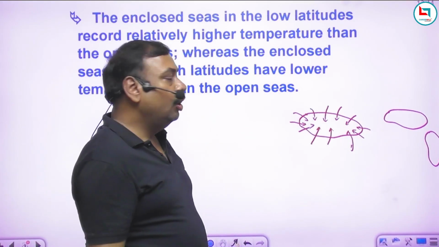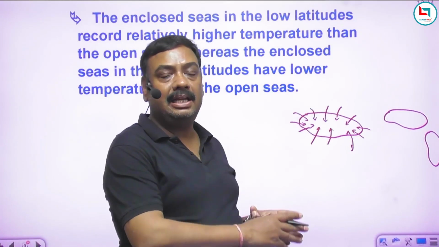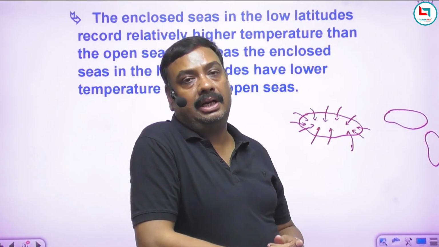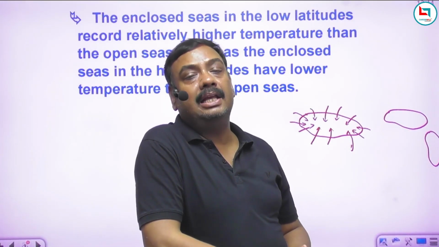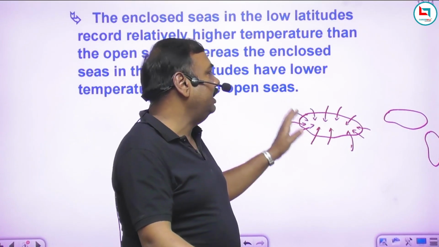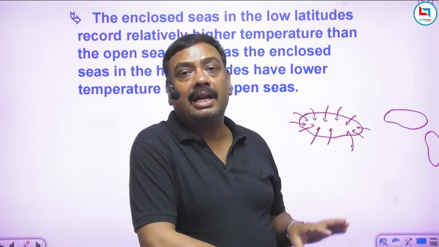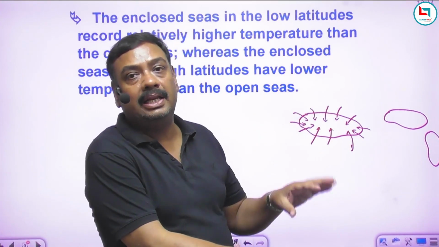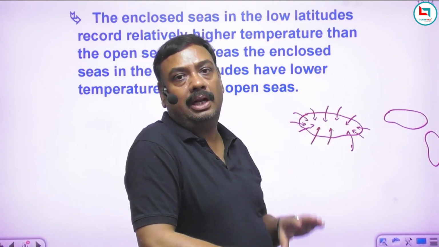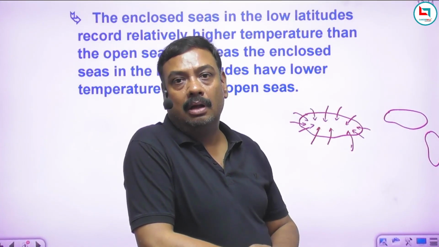right? So in the low latitudinal region it is very obvious that the land is getting heated up very rapidly and the land is getting more heat than the water area. But if the water area is enclosed, obviously there is transfer of heat from the surrounding land area to the enclosed water area, and so the average temperature of that enclosed sea water is found a little more than what? Than the open sea.